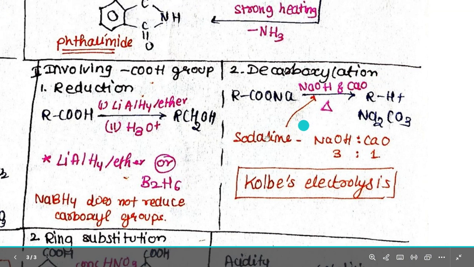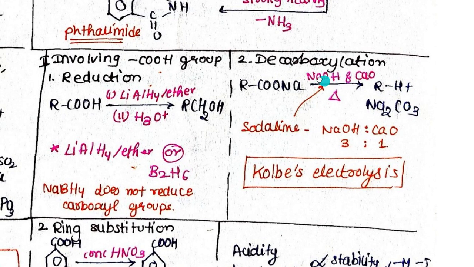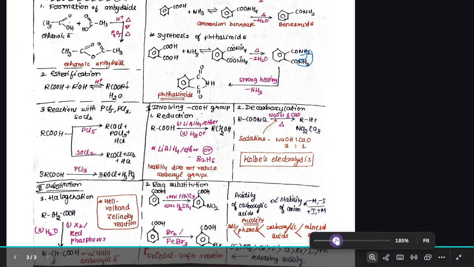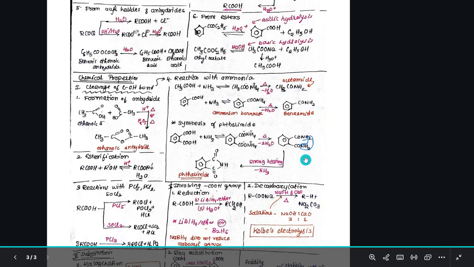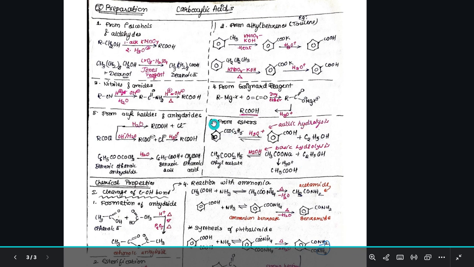Now decarboxylation: RCOONa in presence of NaOH and CaO, that is calcium oxide, in presence of heat will give RH plus Na2CO3. Now what is this NaOH plus CaO? It is called soda lime, which is a 3:1 ratio of NaOH and CaO, and this decarboxylation is nothing else but Kolbe electrolysis. Yeah, so these were the chemical properties as well of carboxylic acids. And with this, we are done with this chapter.